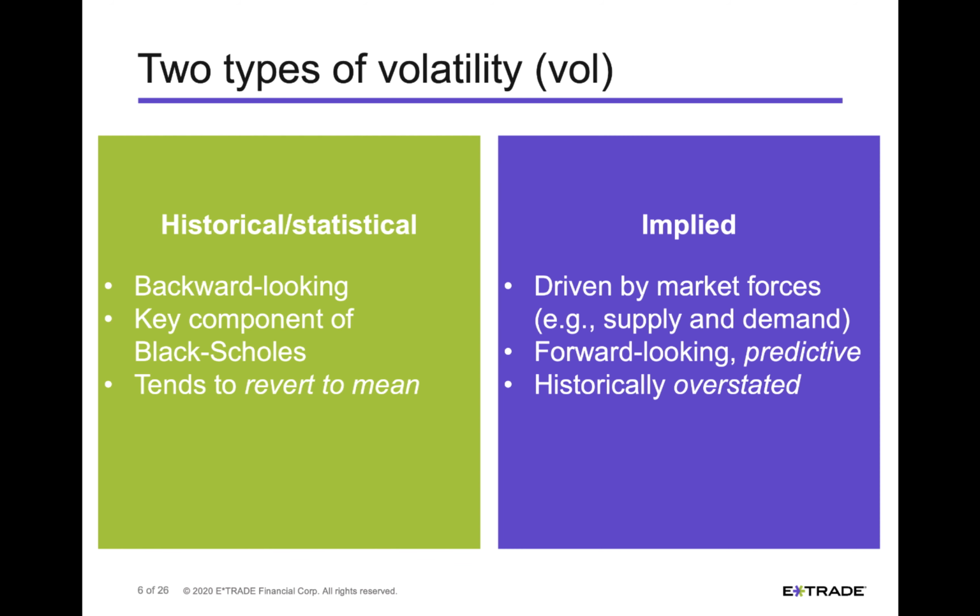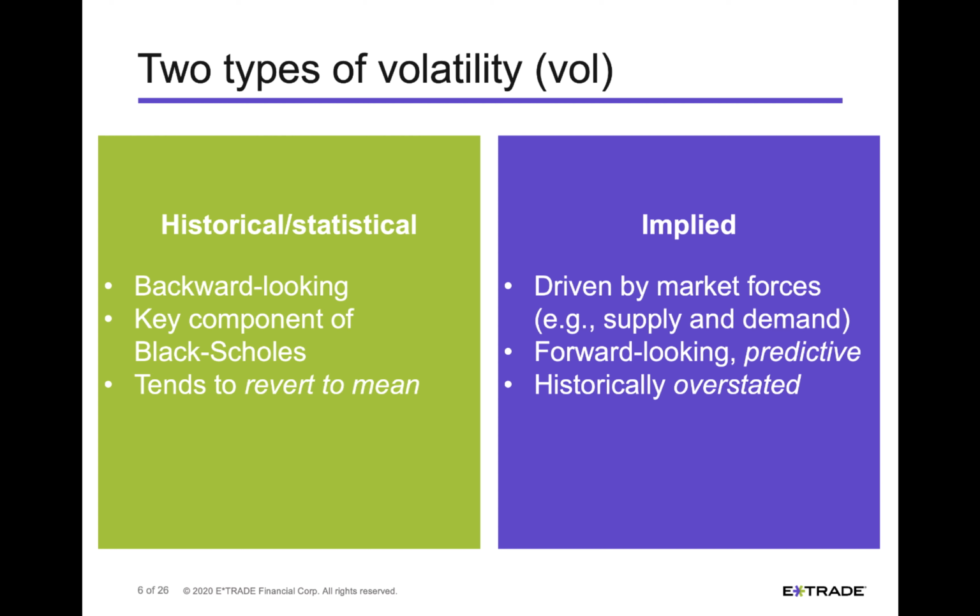So there's two types of volatility. You'll hear me talking about this probably as vol for short as we go through this. On the left-hand side in green, there is historical, sometimes referred to as statistical volatility, often just abbreviated as HV or SV.